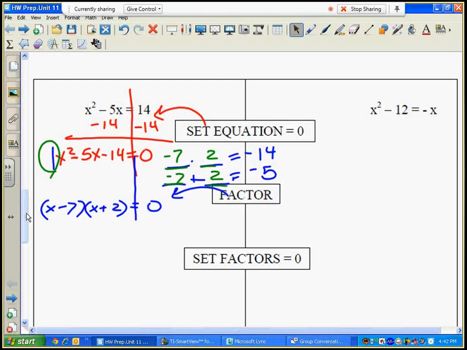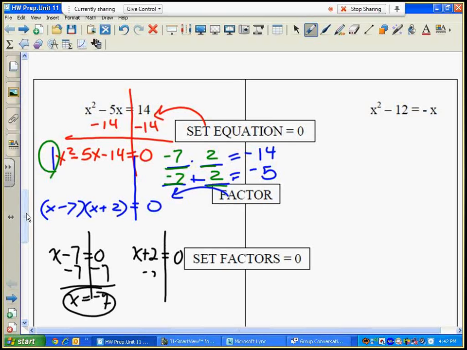Okay, to find our final answers for the solution of the equation, we've got to set our factors equal to 0. Notice we have a zero product here. We have two things that are multiplying to equal 0. We have x minus 7, and we have x plus 2. Well, let's set each one of those equal to 0 to find all possible solutions. So x minus 7 is equal to 0. X plus 2 is equal to 0.